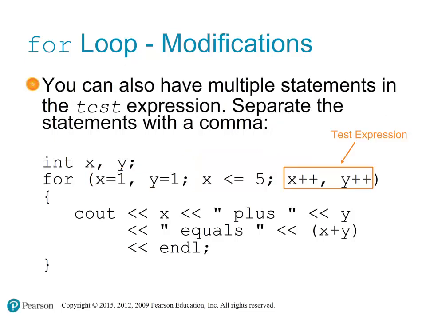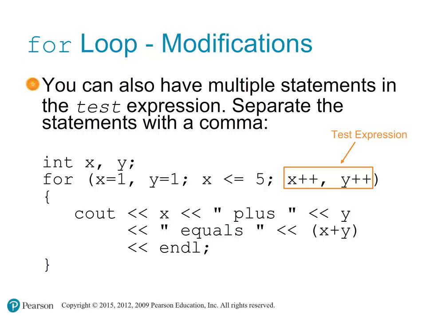The for loop allows for multiple statements in both the test and the update expressions, separated by commas. Here it should be update expression, not test expression on the slide. Multiple statements can be included in the test and the update expression of the for loop header, separated by commas. For example, for x equal 1, y equal 1, then semicolon, x less than or equal to 5, semicolon, and we have x plus plus, y plus plus.